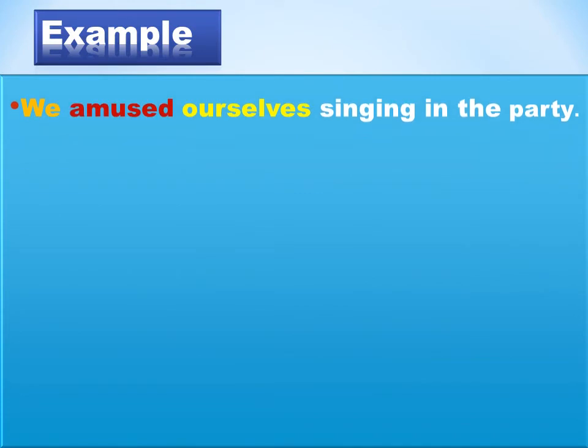For better understanding, let's see some examples where the reflexive pronouns are used as direct objects. The first example is, we amused ourselves singing in the party. Here, we is the subject, amused is the verb, and ourselves is the direct object. Now, how to identify the direct object? Ask yourself the question, amused whom? The answer is ourselves. So, ourselves is the reflexive pronoun used as direct object.